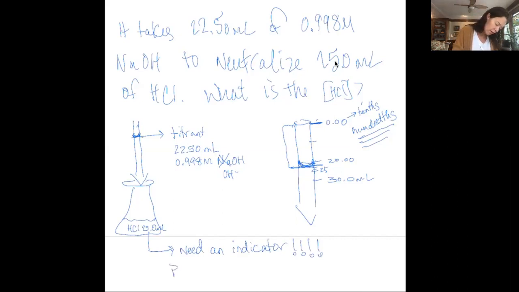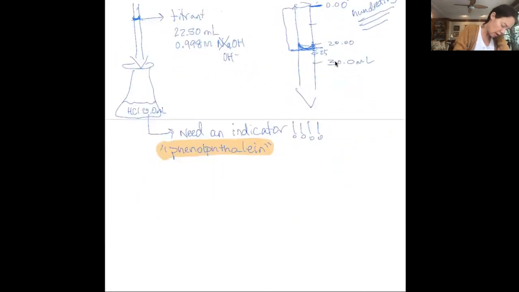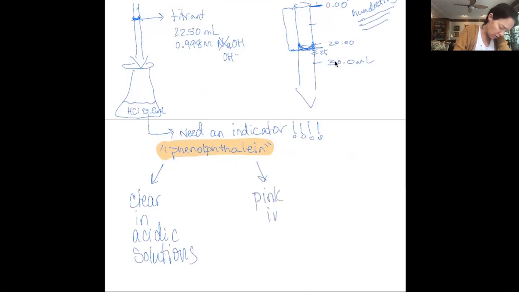So I'm going to put phenolphthalein. I'm going to use phenolphthalein because it's the perfect indicator when we have a strong situation, strong acid, strong base. So this is going to change colors around that equivalence point. Now, phenolphthalein is clear in acidic solutions, and it is pink in basic solutions.